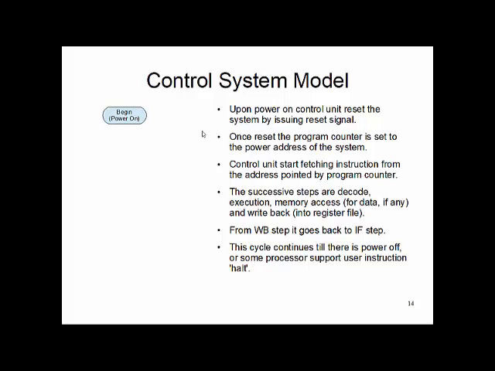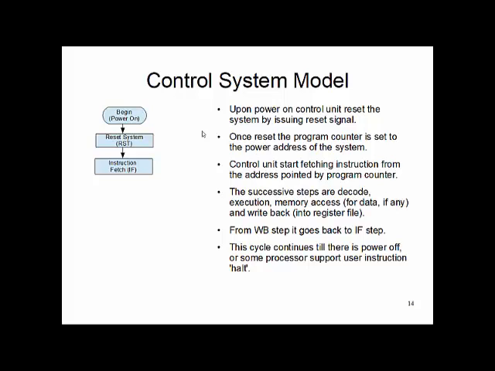Okay, let's study that. Upon power on, the control unit, what will it do? It will first reset the entire system. So it will issue the reset signal. It will wipe out the main memory. It will wipe out the register file, and that becomes kind of a part of when you turn on the computer. Okay. So once the reset is done, then it will start with the instruction fetch.